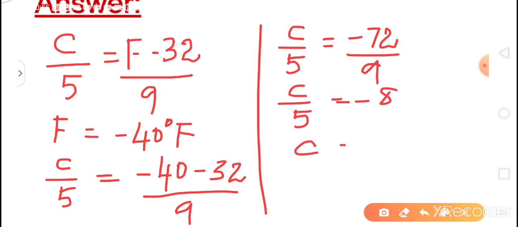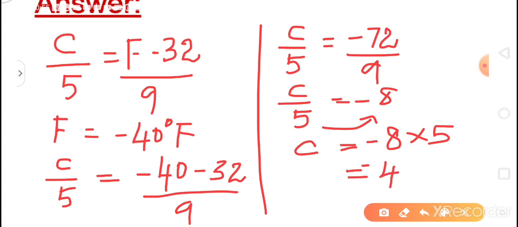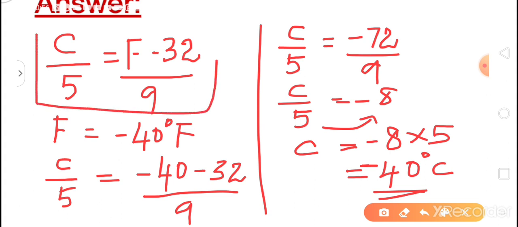Therefore, C is equal to minus 8 into 5, this 5 we can take to this side. So minus 8 into 5 is equal to minus 40 degree Celsius. So what is the answer? Minus 40 degree Celsius. We can use this equation to find the answer of this question. The last answer we get is minus 40 degree Celsius.